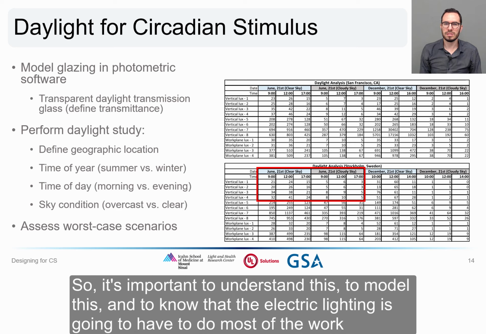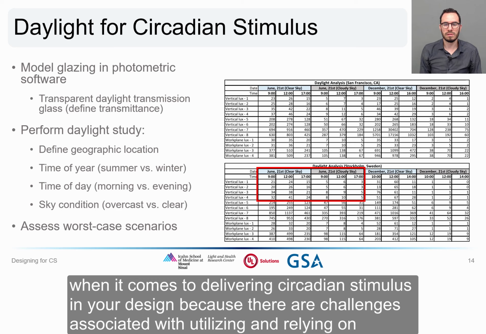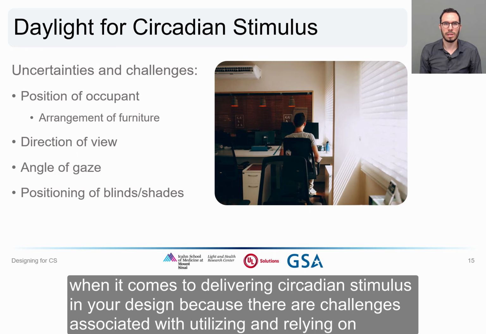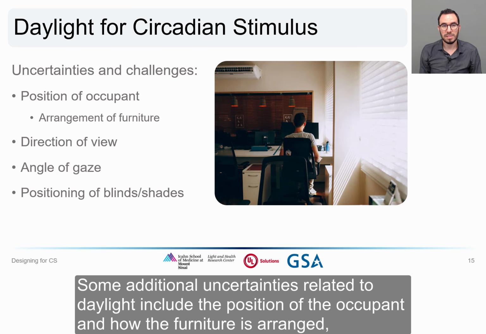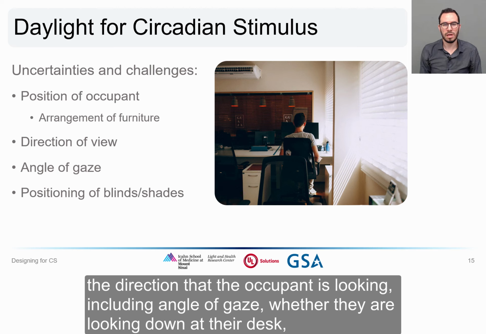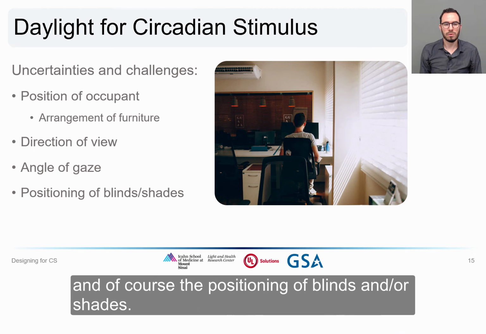So it's important to understand this, to model this, and to know that the electric lighting is going to have to do most of the work when it comes to delivering circadian stimulus in your design, because there are challenges associated with utilizing and relying on daylight. Some additional uncertainties related to daylight include the position of the occupant and how the furniture is arranged, the direction that the occupant is looking, including the angle of gaze, whether they're looking down at their desk, and of course the positioning of blinds and or shades.